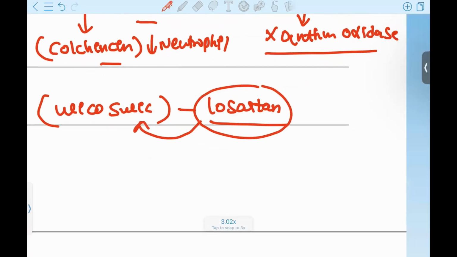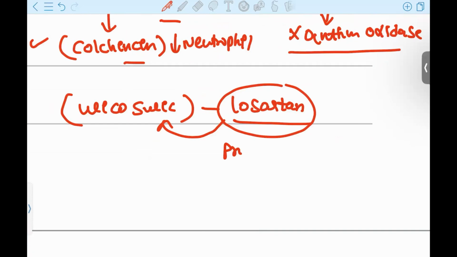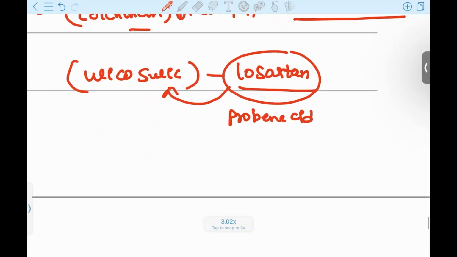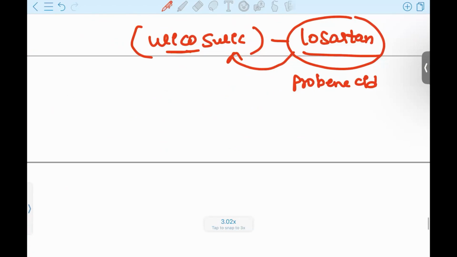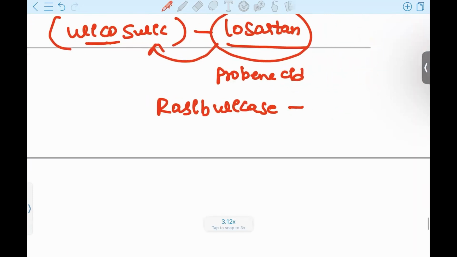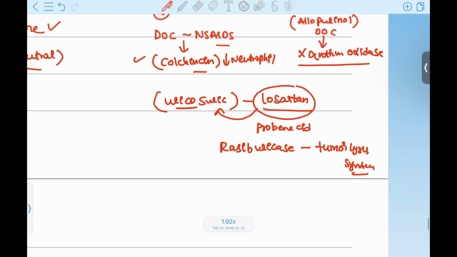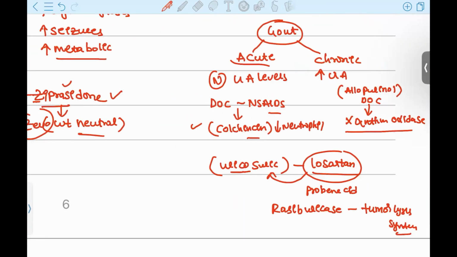Another drug is probenecid. Probenecid is also one of the drugs that will increase urine output, and the uric acid will be excreted in the urine from the kidneys itself. And the next one is rasburicase. This rasburicase is used for tumor lysis syndrome. So these are the anti-gout mechanisms and their drugs of choice.